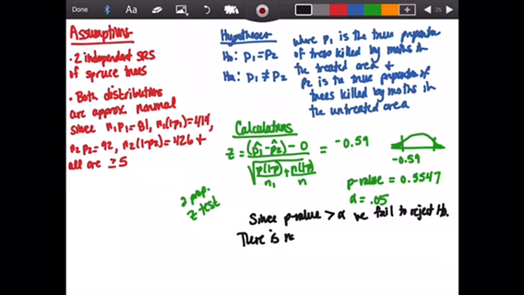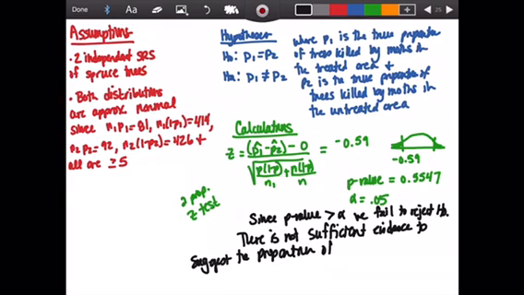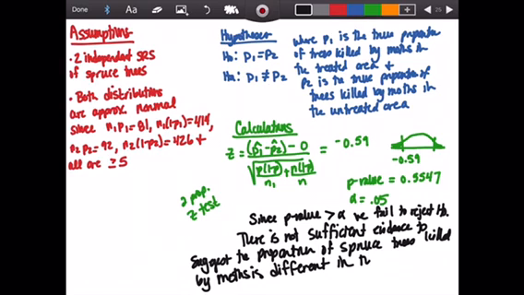There is not enough evidence to suggest the proportion of spruce trees killed by moths is different in the treated and untreated areas.